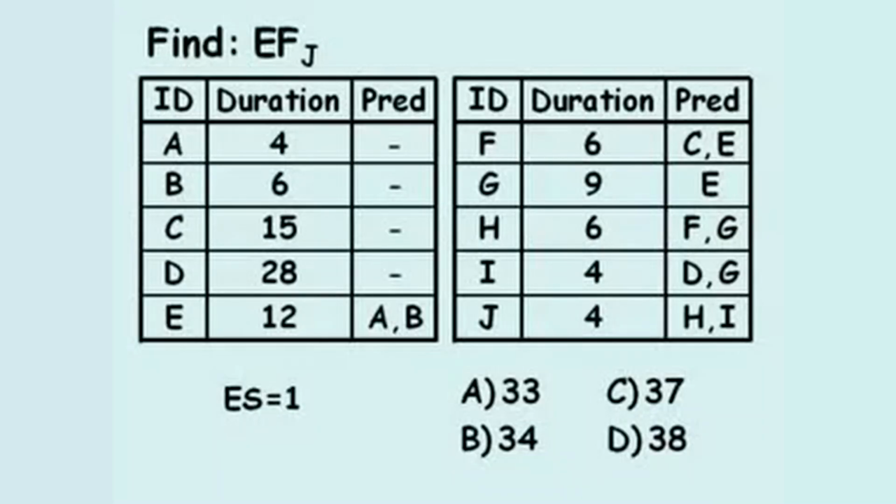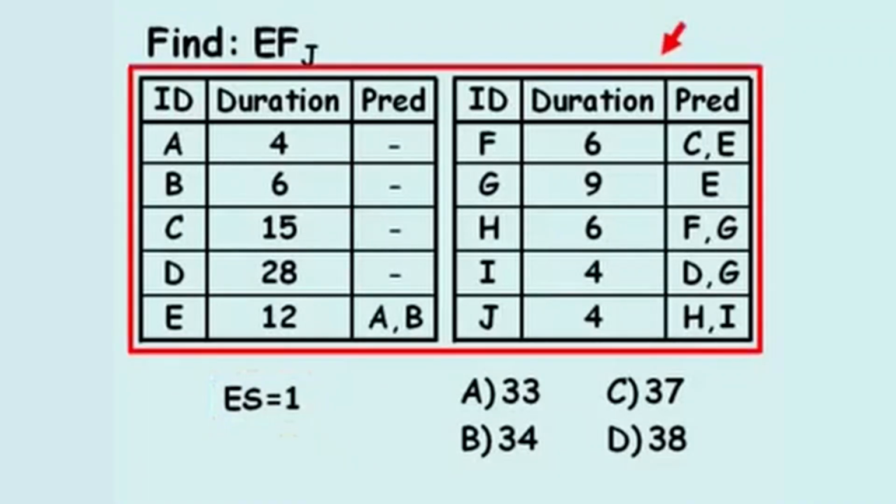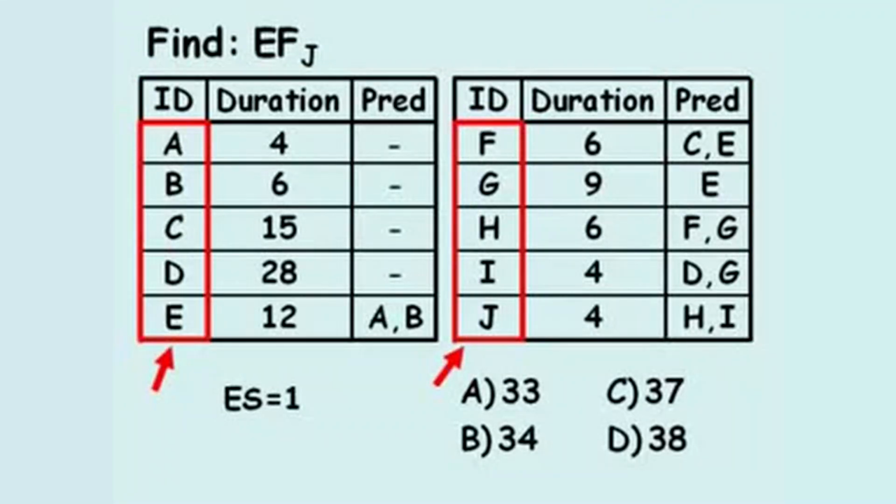Find the early finish of activity J. In this problem, we know that the early start of the project equals 1. The problem also provides a list of 10 activities, which are identified by letters, A through J.